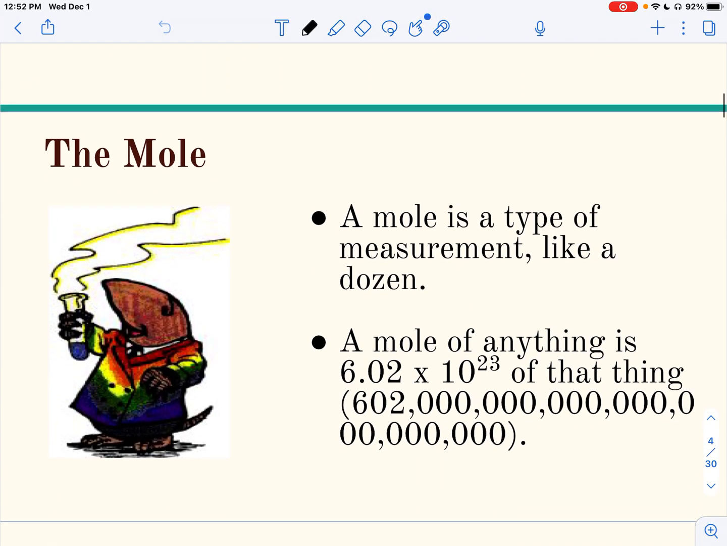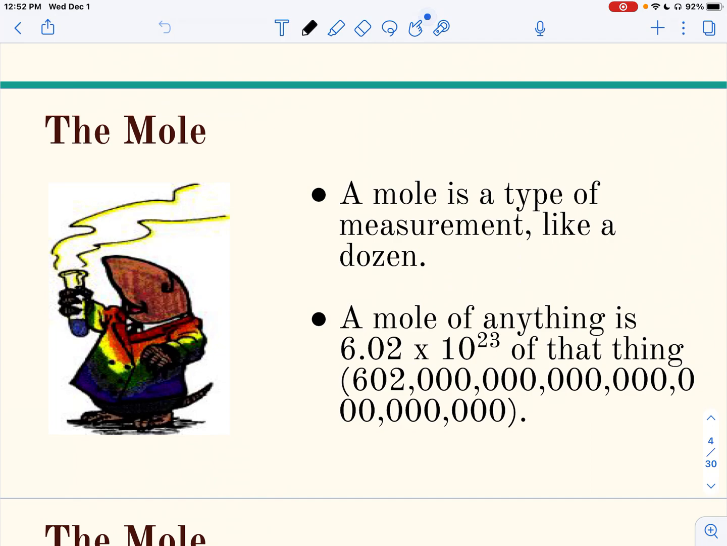The first thing I want to talk about is what the mole is. The mole is a counting unit, so it's a type of measurement, much like a dozen. A dozen is 12. The mole is 6.02 times 10 to the 23rd. We have such a large number because we're using it to count very small things like atoms, protons, molecules, stuff like that. So in order for it to be a meaningful amount, we have to have a lot of them. So we have 6.02 times 10 to the 23rd in our counting unit of the mole.